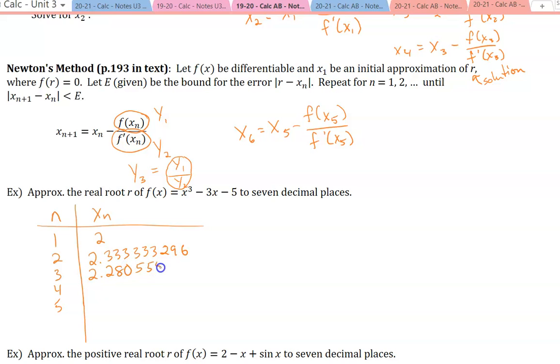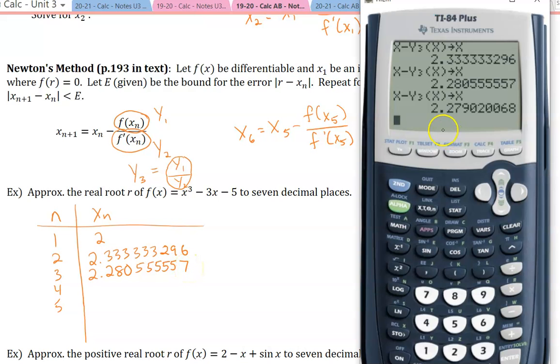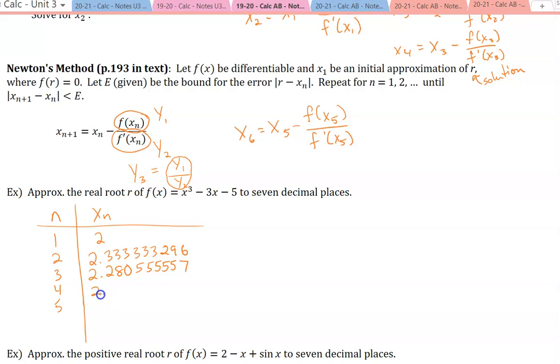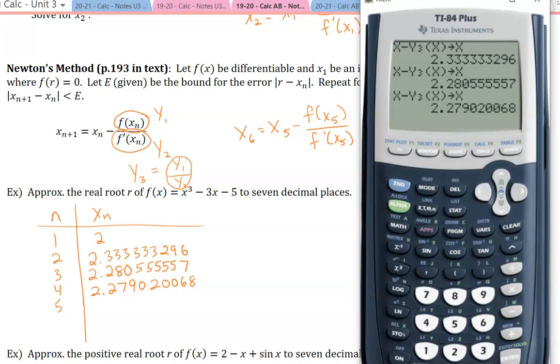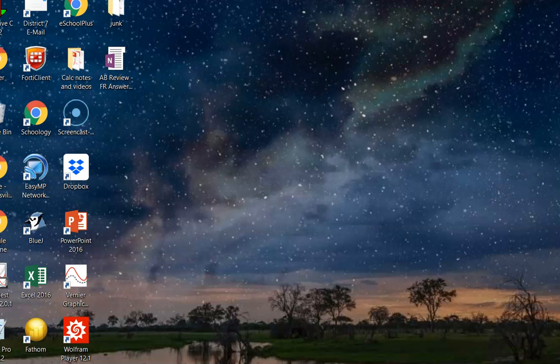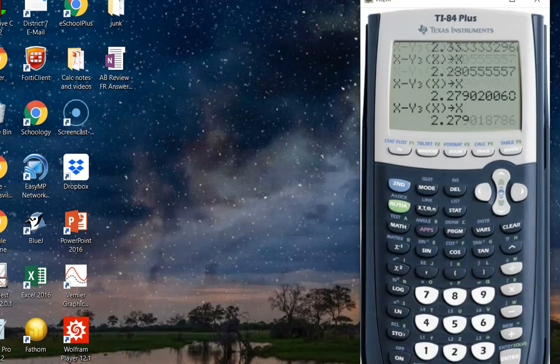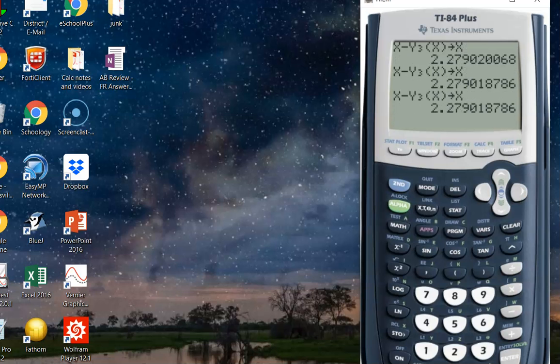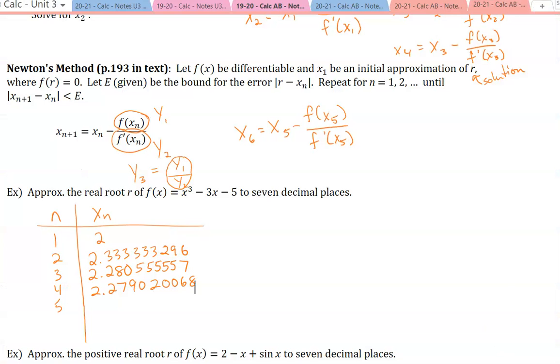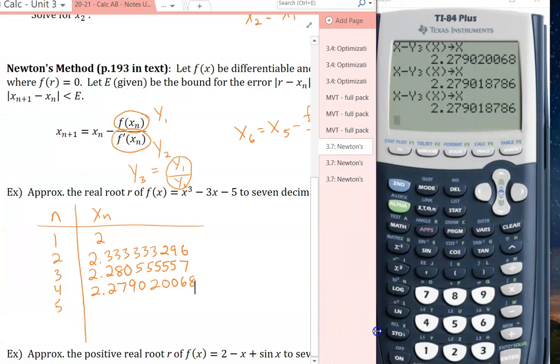2.280555557. Okay, and then 2.279020068. This would be easier if I didn't keep covering the screen up, but that's all right. And then enter again. Oops. Enter again, enter again. Just move this over. And then I'll be able to see it.